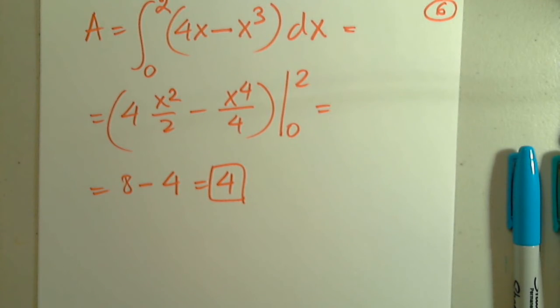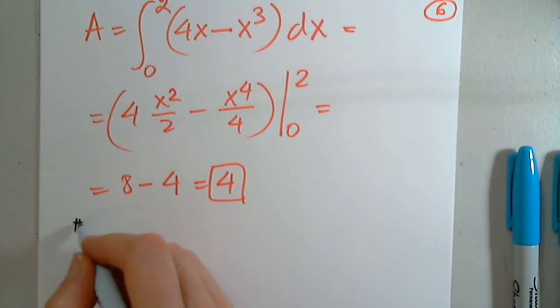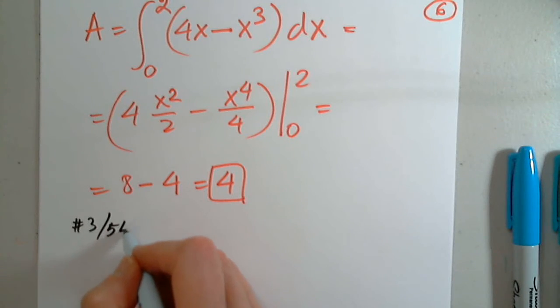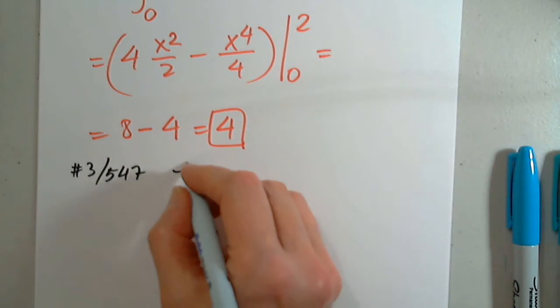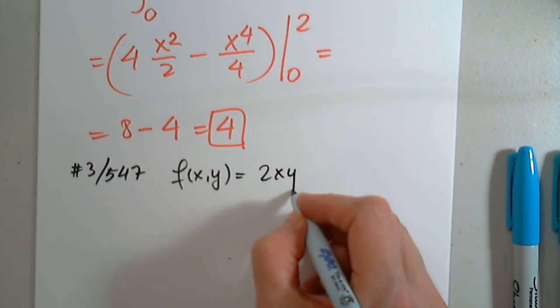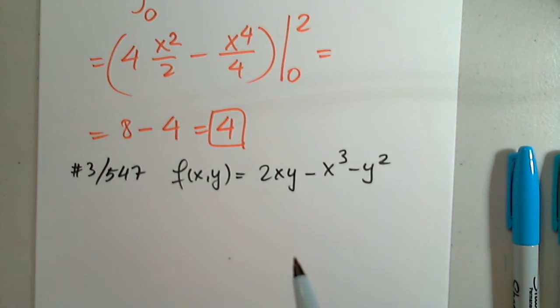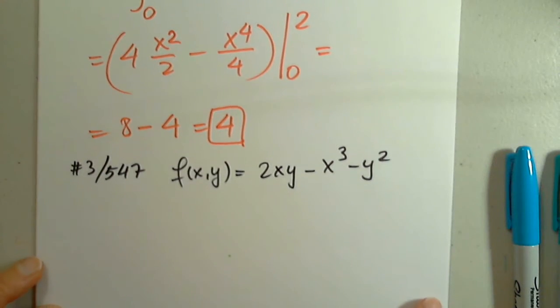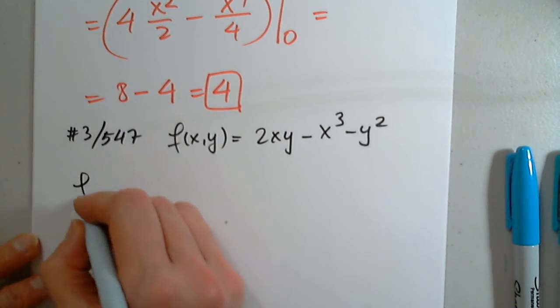Yes. Can we do another max-min problem, like number 3 on page 547? 3 on 547, I see. So f(x,y), is that 2xy minus x to the 3rd minus y squared? Is that the one? Yes, that's correct. Perfect. Very good.